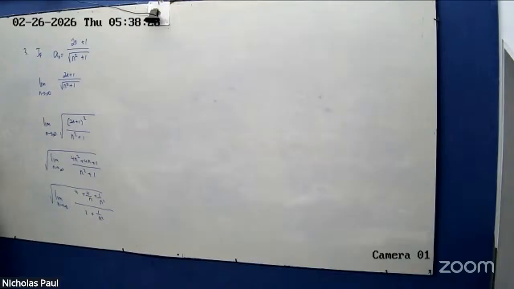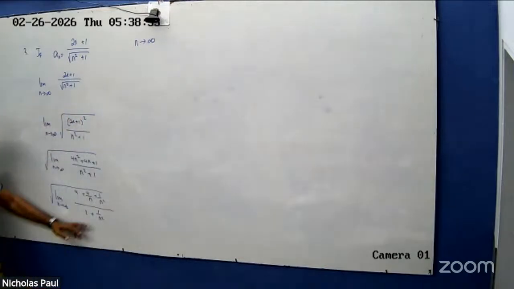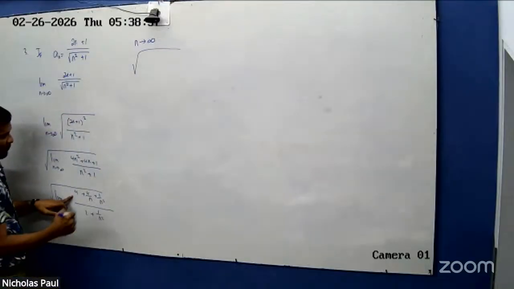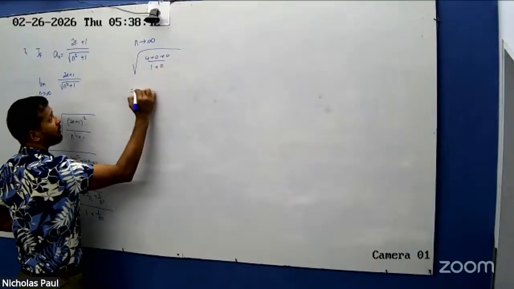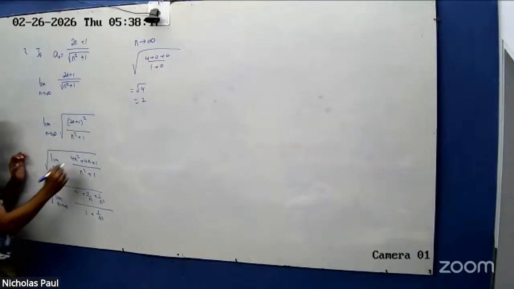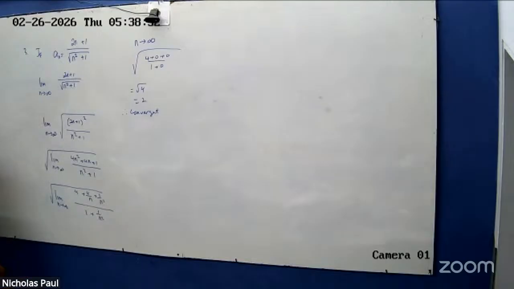Right? As n approaches infinity, you just plug in your infinity and you'll get the square root of 4 plus 0 all over 1 plus 0, root 4, which is 2. Anybody get that one? 2. Okay, good job, Phil.